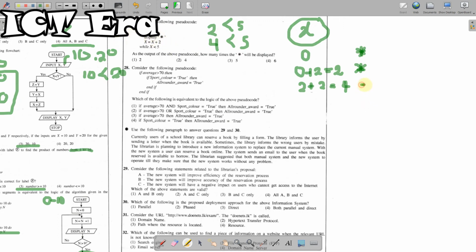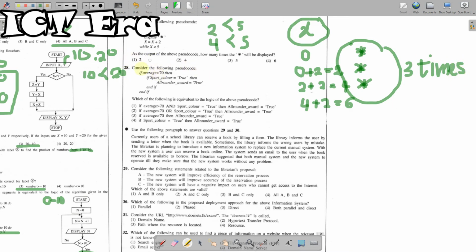Do display the asterisk mark. Again the asterisk mark is displayed. Then the new x is equal to the previous x plus another 2. That means 6. So then the output, how many times will the asterisk mark be displayed? Only 3 times. But in here 3 is not given. So 2017 all-level paper 27th question is a free mark. Then next one. I will write the answer here: 3 times.